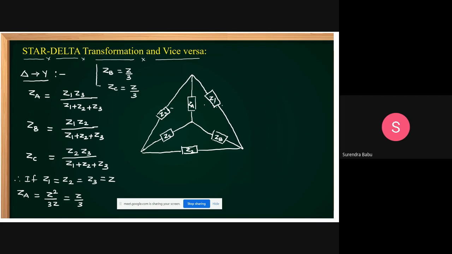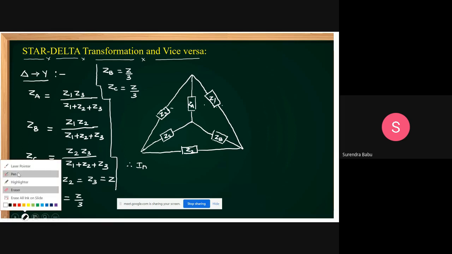That means in a delta to star transformation, we are getting ZA equal to ZB equal to ZC equal to Z by 3. So for the balanced case in delta to star transformation, the impedance is reduced by 3 times. In the balanced case, in the sense all the impedances are equal.